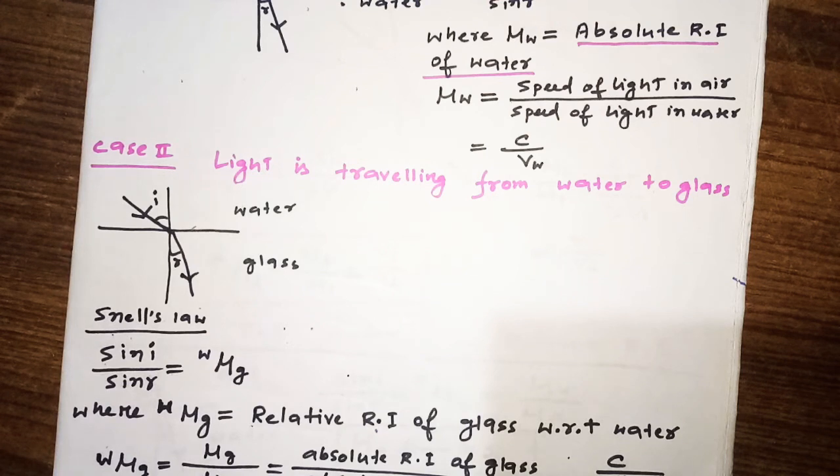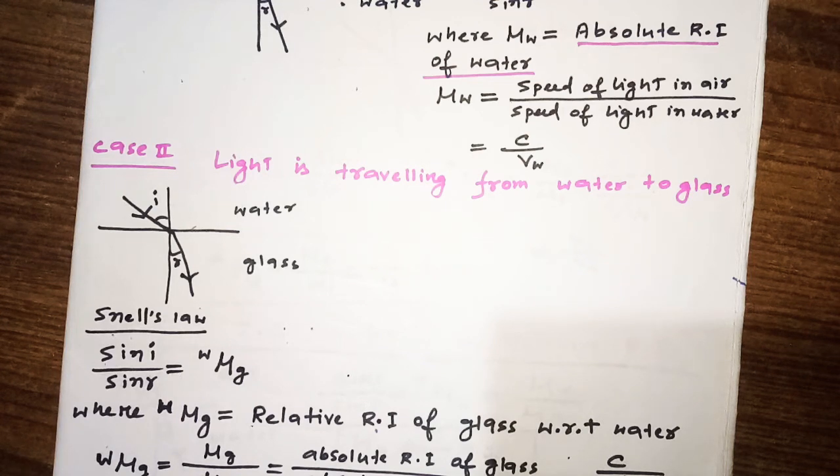Understood the difference? Whenever the light is traveling from air to some other medium, say water, then Snell's law will directly give us the absolute refractive index of the medium to where the light is traveling. But if the light is not traveling from air to some other medium, it is traveling from water to glass or from glass to water, whatever it is, here I am taking water to glass. So in that case, Snell's law will not give us the absolute refractive index of the medium to where the light is traveling. Instead, it will give us the relative refractive index.